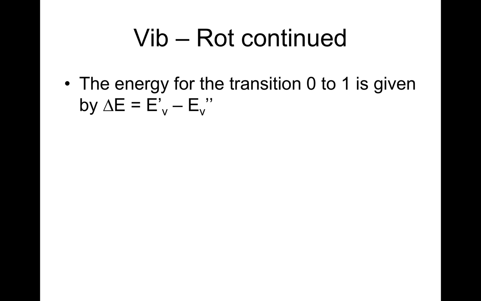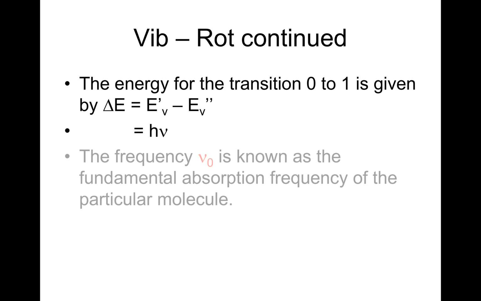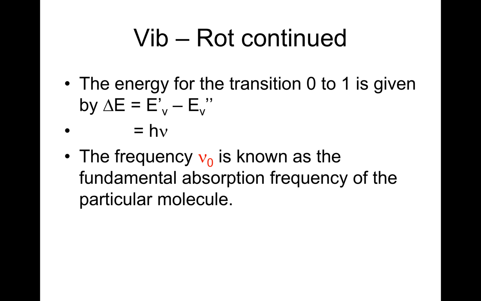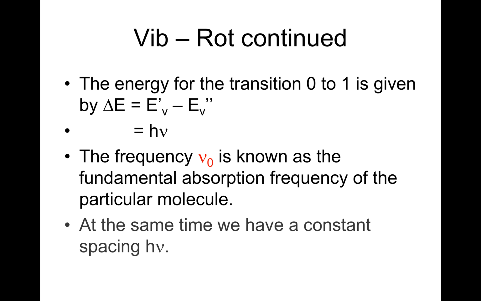The energy for the transition 0 to 1 is given by delta E is equal to E prime v minus E double prime v, which is equal to h nu. The frequency nu naught is known as the fundamental absorption frequency of the particular molecule. At the same time, we have a constant spacing h nu.